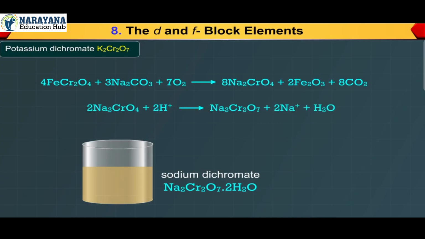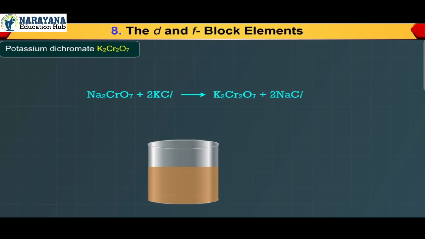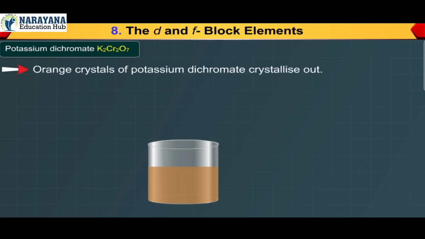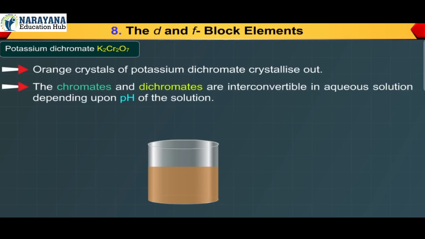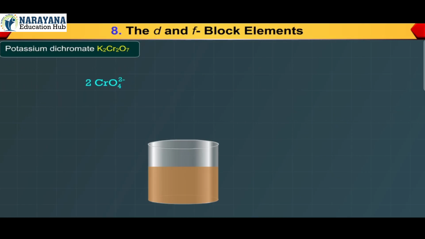Sodium dichromate is more soluble than potassium dichromate. The latter is therefore prepared by treating the solution of sodium dichromate with potassium chloride. Na2Cr2O7 + 2KCl gives K2Cr2O7 + 2NaCl. Orange crystals of potassium dichromate crystallize out. The chromates and dichromates are interconvertible in aqueous solution depending upon the pH of the solution. The oxidation state of chromium in chromate and dichromate is the same.